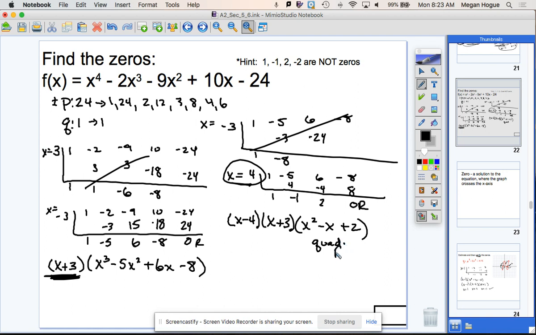We're not going to try and squeeze this in, though, because the bell's going to ring. We'll finish it on Wednesday. Remind me. We're going to do the quadratic formula for that part, but we are going to have answers of 4 and negative 3.